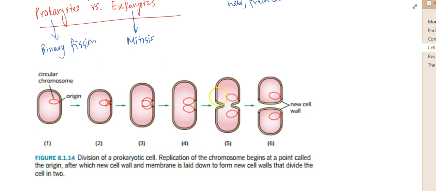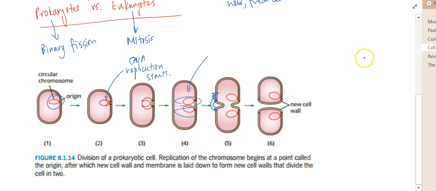So you have this DNA that just floats around in the cell, and at some point it starts to get replicated. Here we have DNA replication beginning, and then it continues until you get two identical sets of circular DNA, two identical chromosomes.